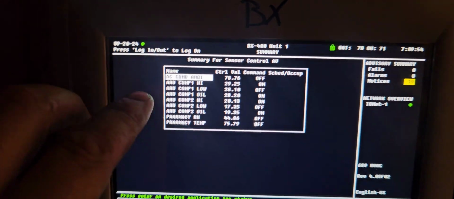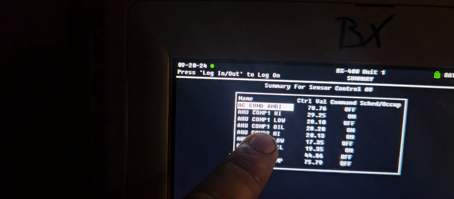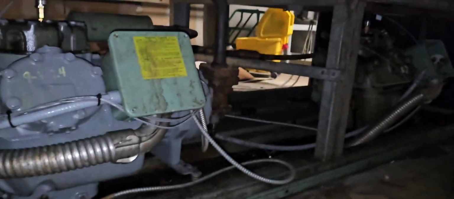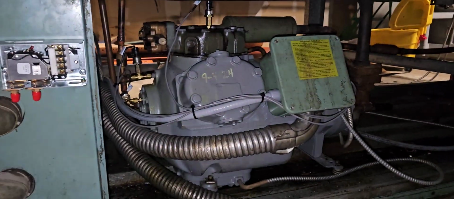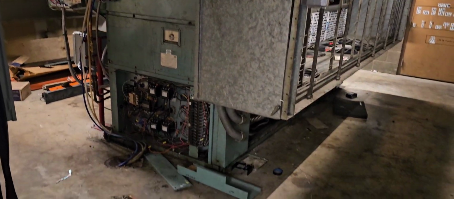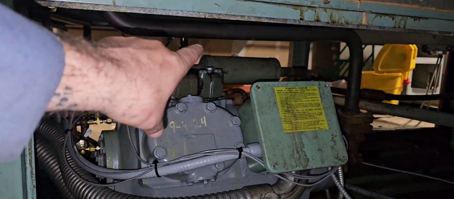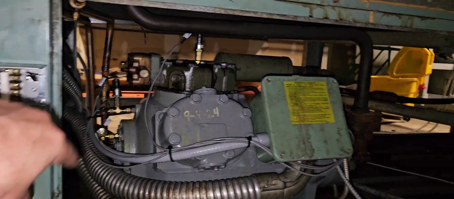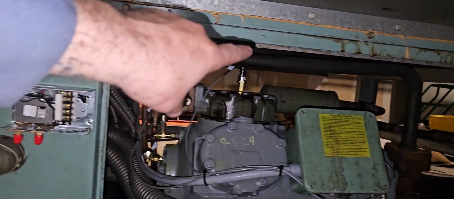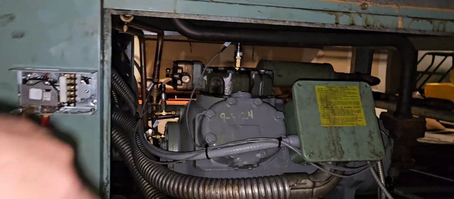All right, so just a quick recap, a rundown of how I have these compressors set up on transducers for control. I've got two compressors under here for an old Carrier AHU. You can see I've got transducer, transducer, transducer. It's the same for both: I've got high pressure, low pressure, and oil for both compressors, right?